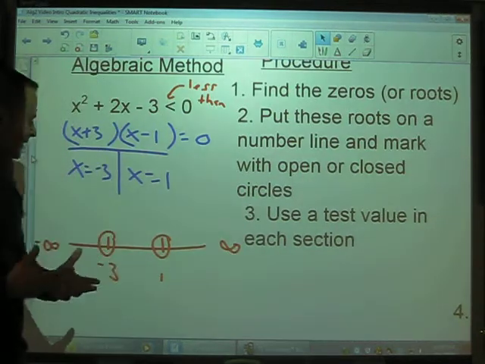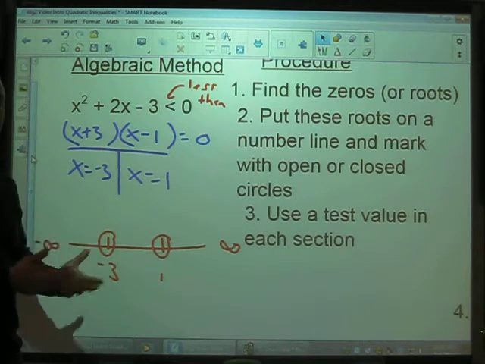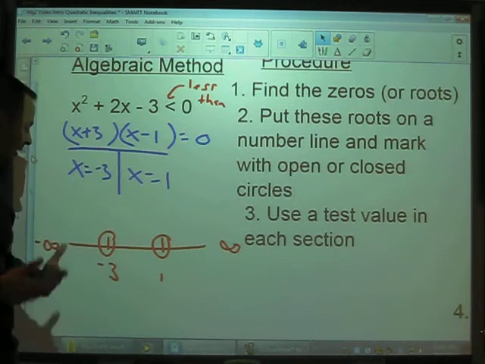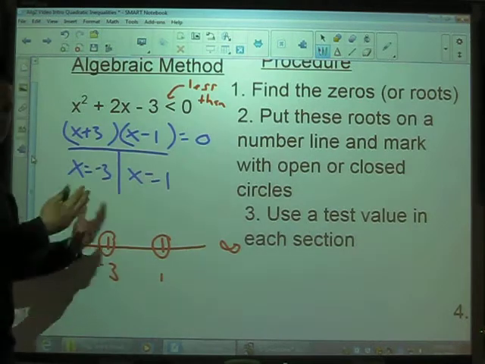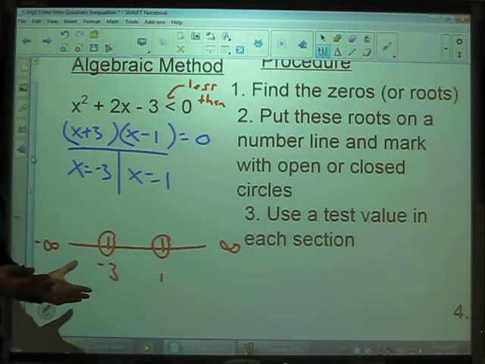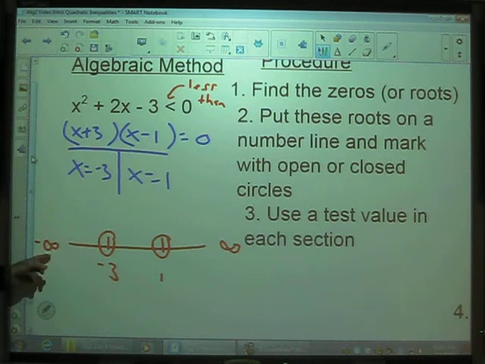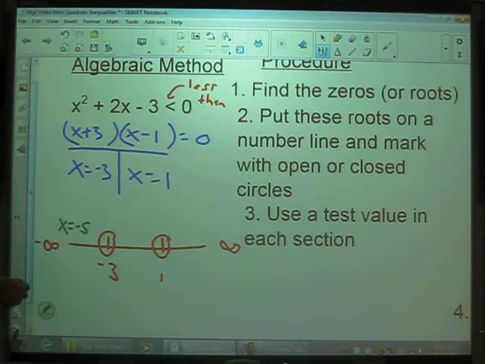We want to use a test value in each one of these 3 sections to see if it is true or false and will it be a part of the solution set. So you can use nice easy values here, and I always like to have my students list the values up top so I know what they actually plugged in. So you can use any number between -3 and -infinity. I'll use something like x equals -5.